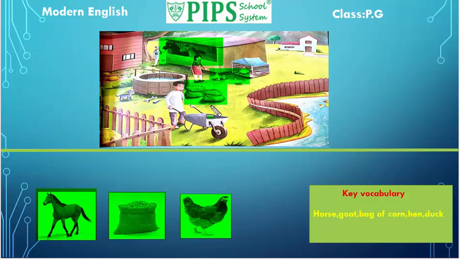Playgroup class, again read with me. Horse. What is this? This is a horse. The second picture is a bag of corn. And the last picture is a hen.